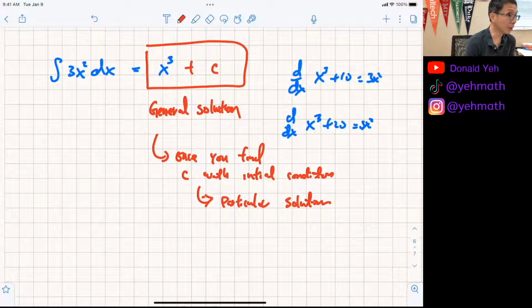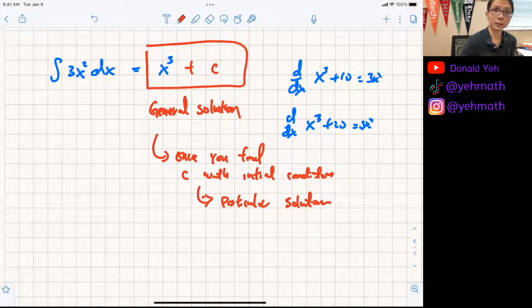Why is that plus c important? Because plus c is going to affect x cubed plus 10, x cubed plus 20, x cubed plus 30, x cubed plus 100. Doesn't matter. So when you integrate something, you need to have a plus c. If you don't have it, you will get your points off. It's not because I'm being a pain in the butt, it's because it's very, very important. Also, later on, you have to find the value of c by using initial conditions, and that's going to be called a particular solution rather than a general solution.